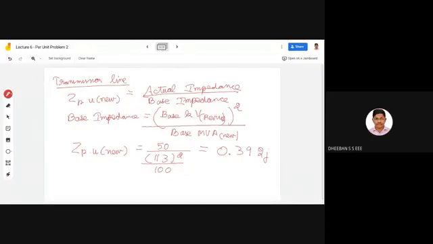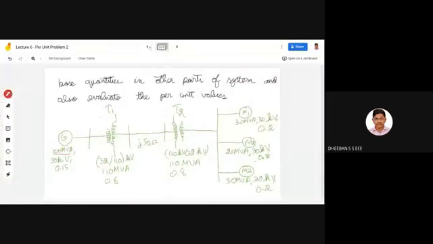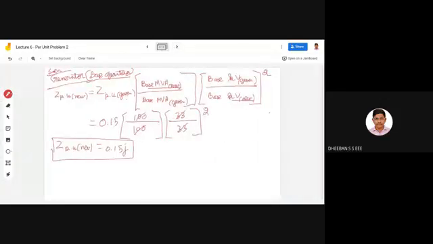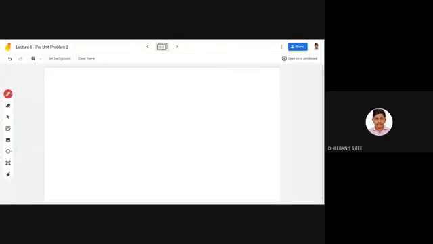After this, we will be coming to transformer 2. Okay, now we have completed starting with your generator, moved towards your transformer, then moved towards your transmission line. Now we are standing at your T2, that is your transformer 2. And for your transformer 2, T2, first you have to view it from your 110 kV, that is your primary side.